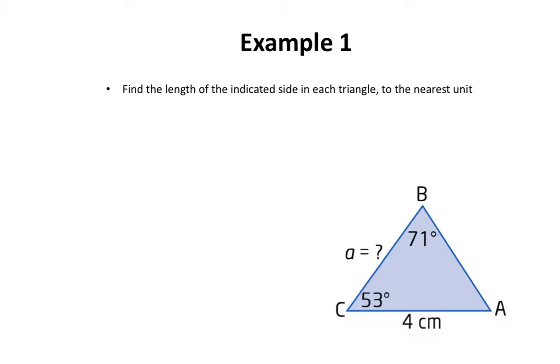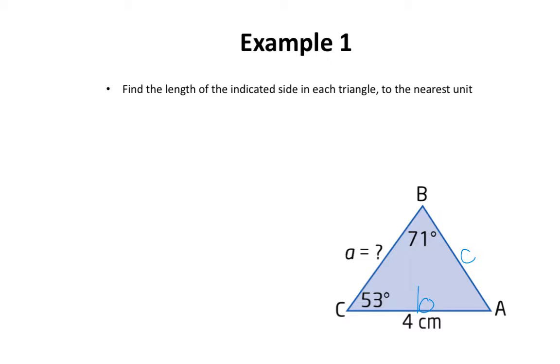In our first example, we want to find the length of the indicated side in each triangle to the nearest unit. The first thing you want to do is create a diagram if a diagram hasn't been already provided. Once you've created a diagram, you want to label it. As you can see, each angle is labeled uppercase A, B, and C, while the side length is lowercase a. This would be lowercase c, and this would be lowercase b.